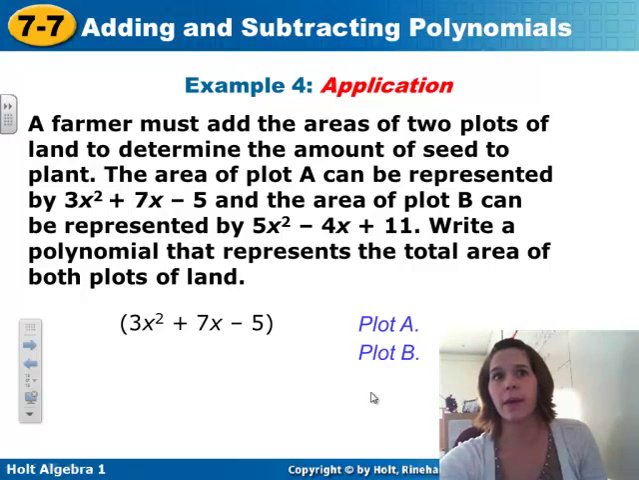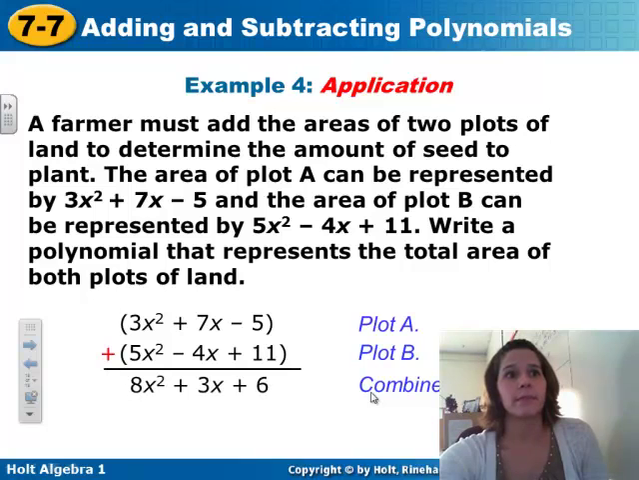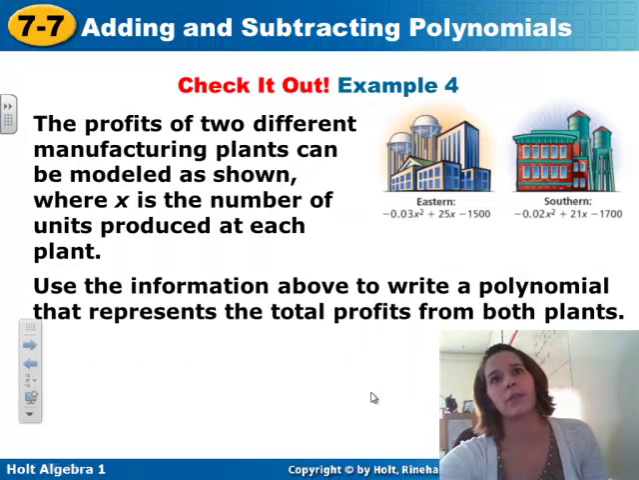So if I just write them out, I write them vertically. It's so much easier to me to not have to regroup, but to already have like terms aligned. So let's add these together. 8x squared plus 3x plus 6. Okay, where else might I use this in the real world?